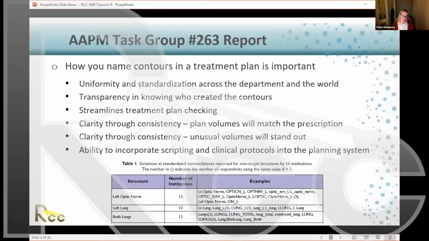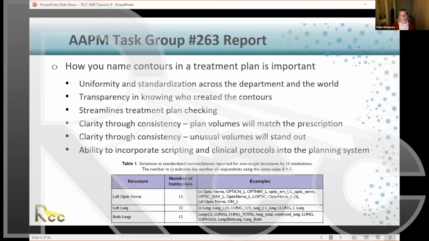One of those reasons is transparency and knowing who created the contours. If you have a PTV in your plan, was that a PTV drawn by your radiation oncologist, for example? Was it a PTV that a medical physicist updated and cleaned up a little after the radiation oncologist contoured it? Was it a contour that a radiation therapist or a dosimetrist worked on? That's really important in having a history of who's been doing the contours in the treatment plan.